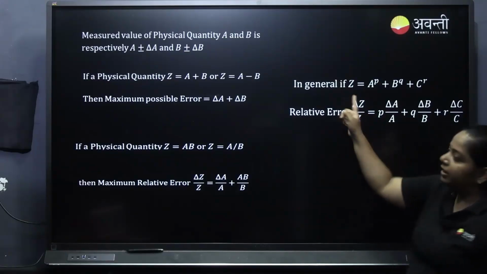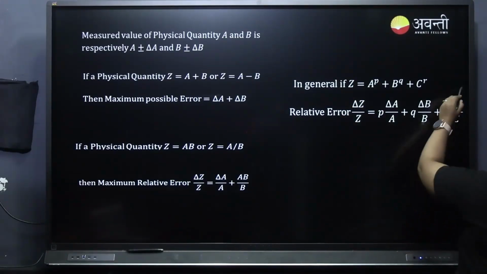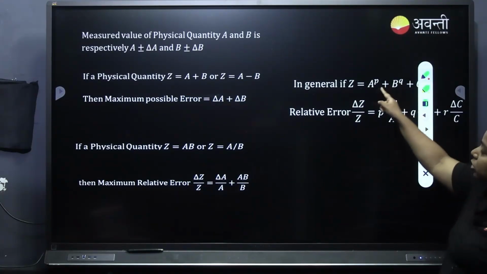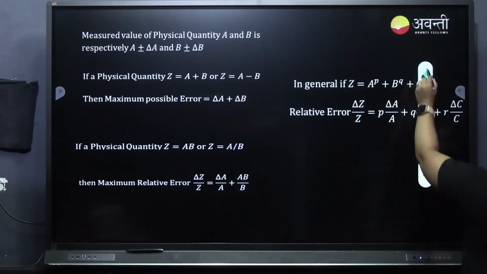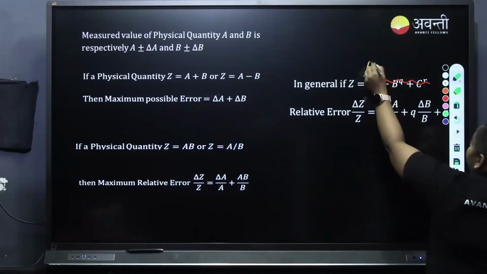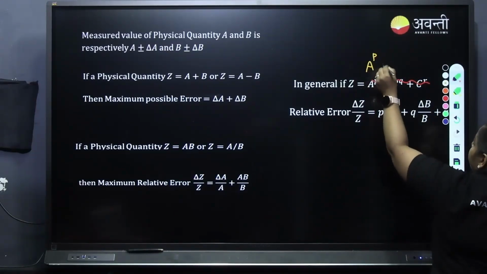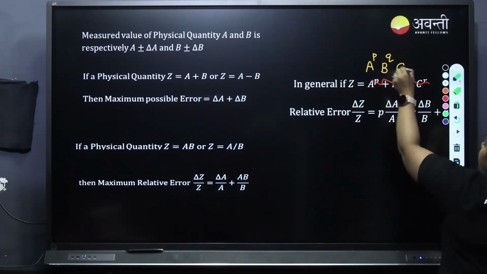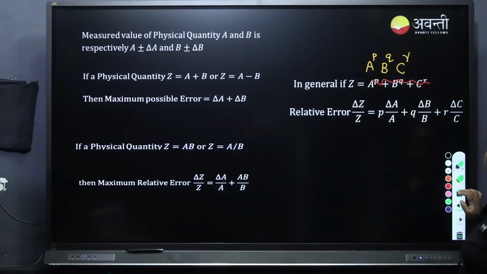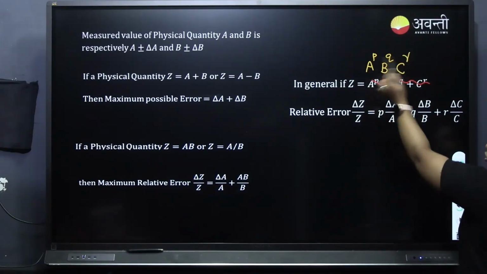Next is power rule. Here a mistake is there, that here they have given plus. It is not plus, it is multiplication. So it is a to the power p into b to the power q into c to the power r. Okay, so you can see this is the combination.